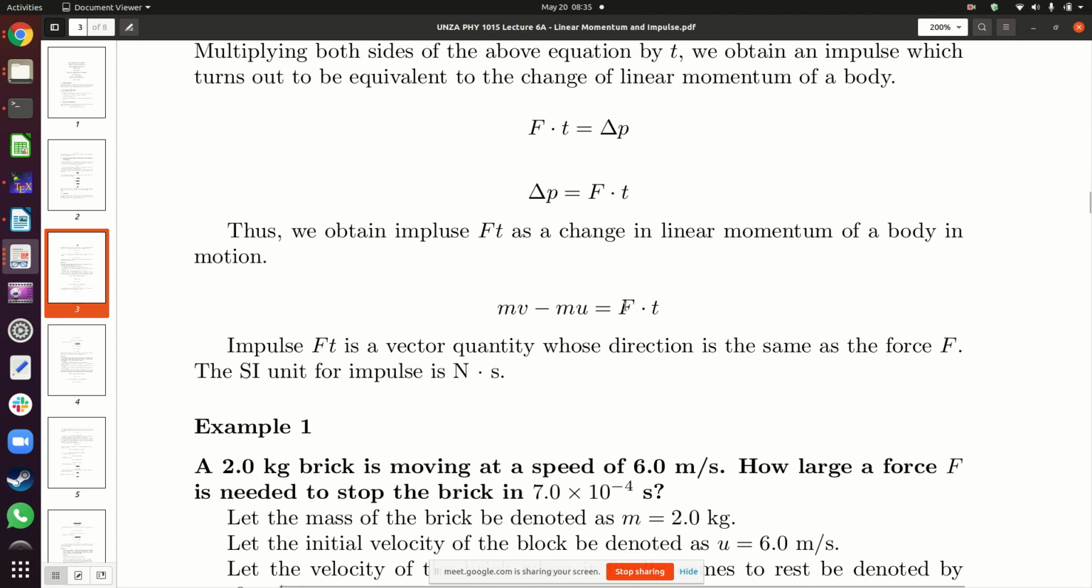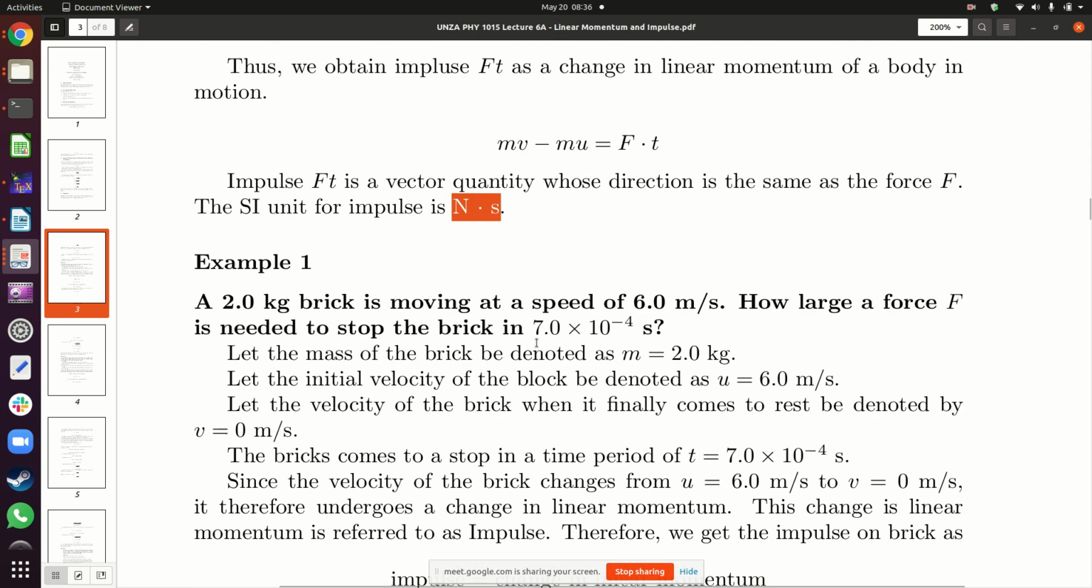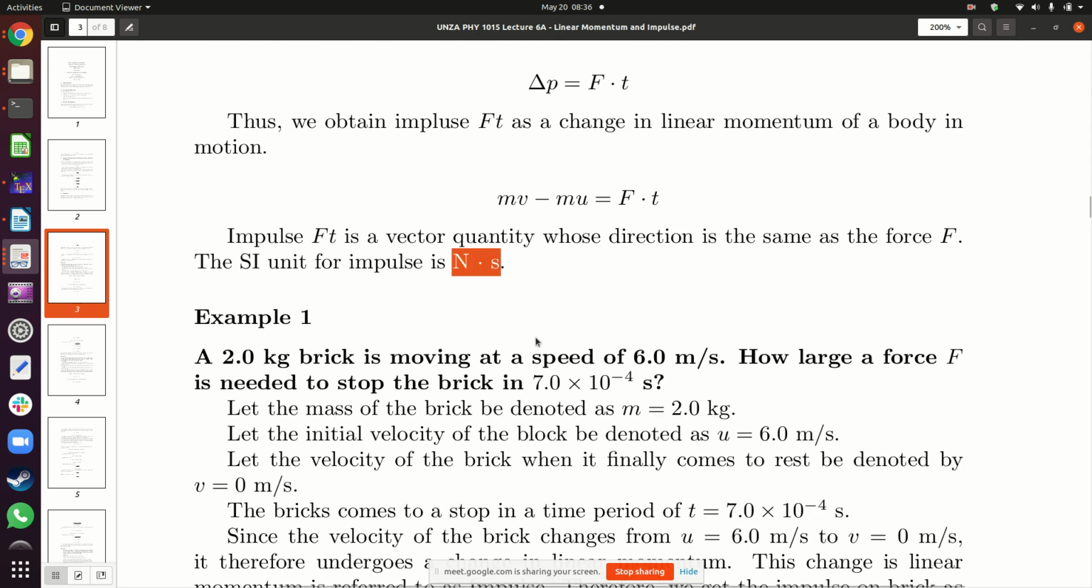From this side, where the resultant force is measured in newtons and the time is measured in seconds, you can see that impulse has units of newton seconds, newtons times seconds. It's very important that you're able to use this, since most physics problems involve impulse.